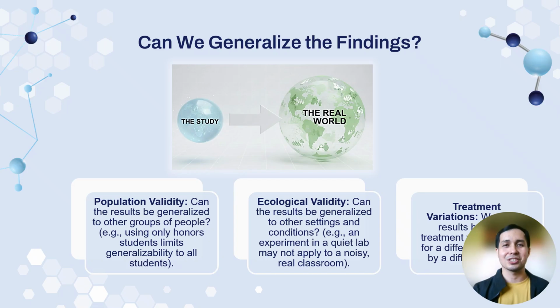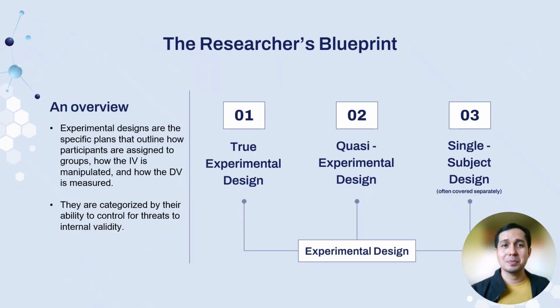a different teacher. Researchers have developed specific blueprints known as experimental designs to manage these threats. These designs are essentially plans that specify how participants are assigned, the independent variable is manipulated, and the dependent variable is measured. They are primarily categorized by their ability to control internal validity threats. We have true experimental designs, which offer the strongest control, quasi-experimental designs, which are more practical but weaker, and the single subject designs, which focus intensively on one or a few individuals.